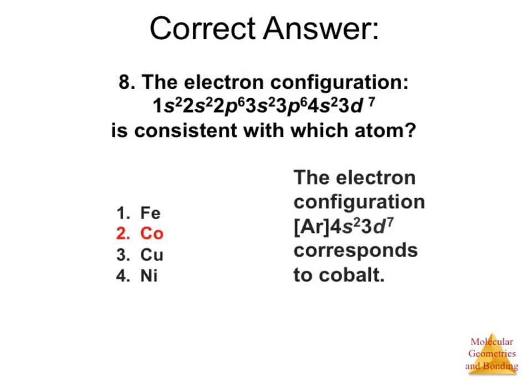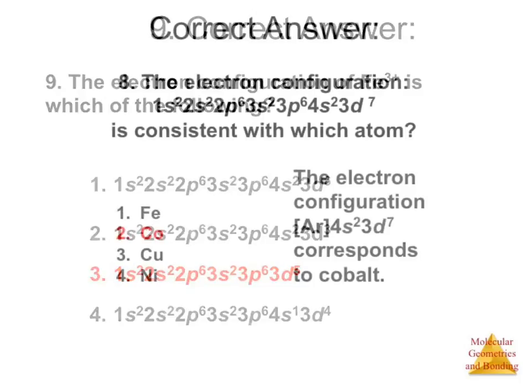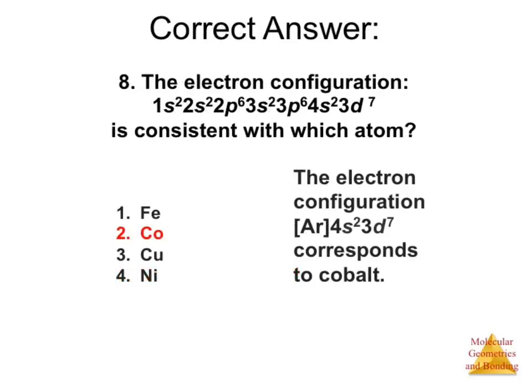Electron configuration is most consistent with cobalt. That's what it is. Electron configuration for iron +3 is which of the following? You go to your 3d5. Can we go back to the other? Sorry. Real quick. I didn't look at it very carefully. 3d: 1, 2, 3, 4, 5, 6, 7. That says cobalt, yeah. Okay.